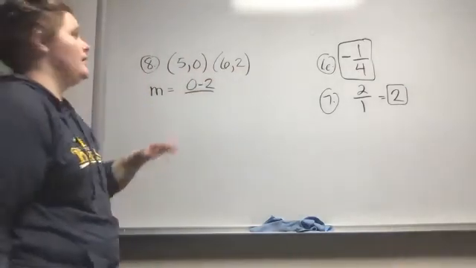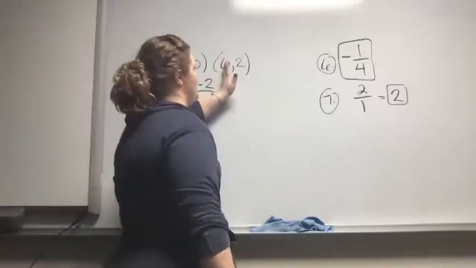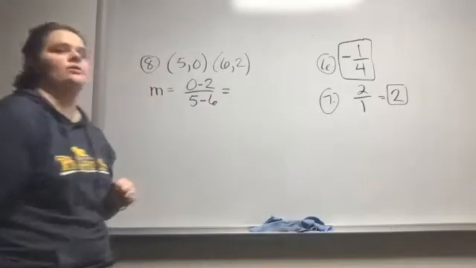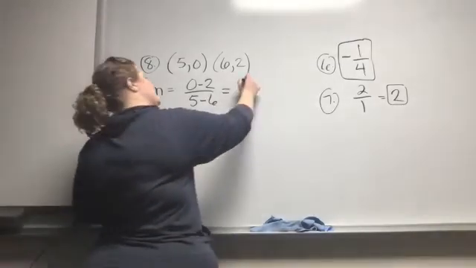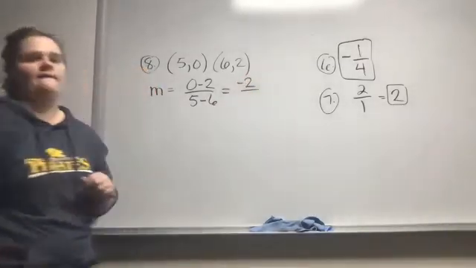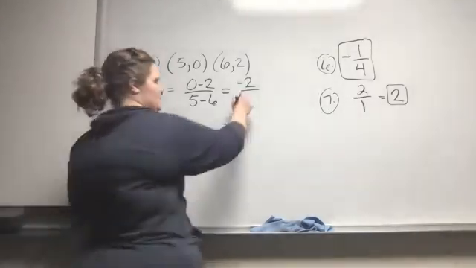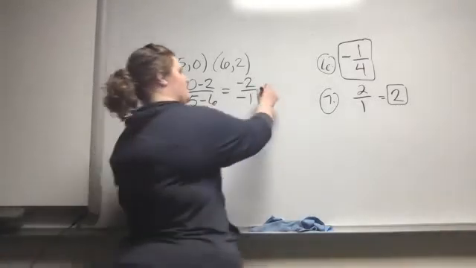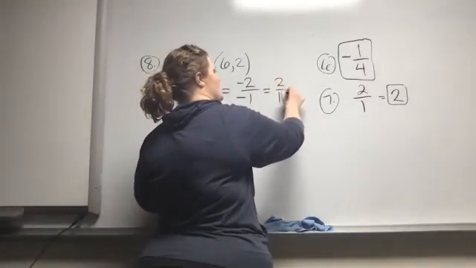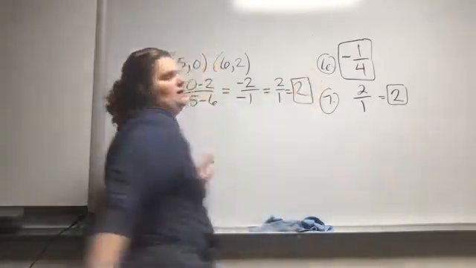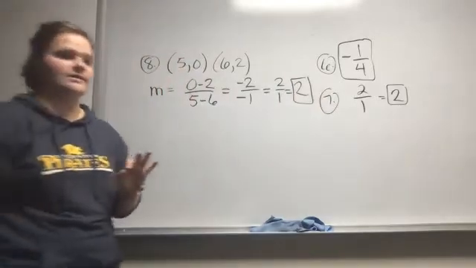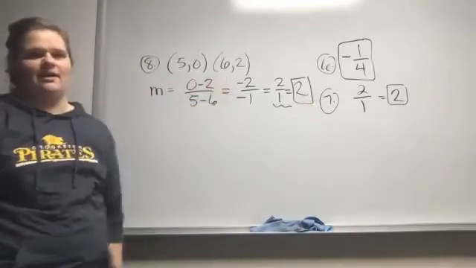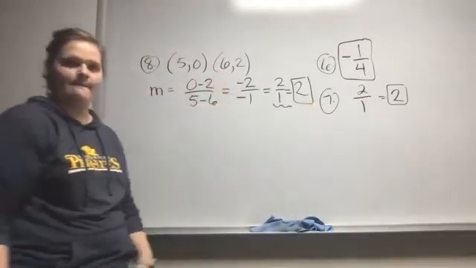Okay. Then I have 5 minus 6, which is my x minus my x. 0 minus 2 is a negative 2. 5 minus 6 is a negative 1. I see a negative over negative, that makes a positive, so I could leave it as 2 over 1 or just plain 2. Either one is acceptable. I'll accept the 2 over 1 or the 2. I will not accept the negative negative because that's not simplified.